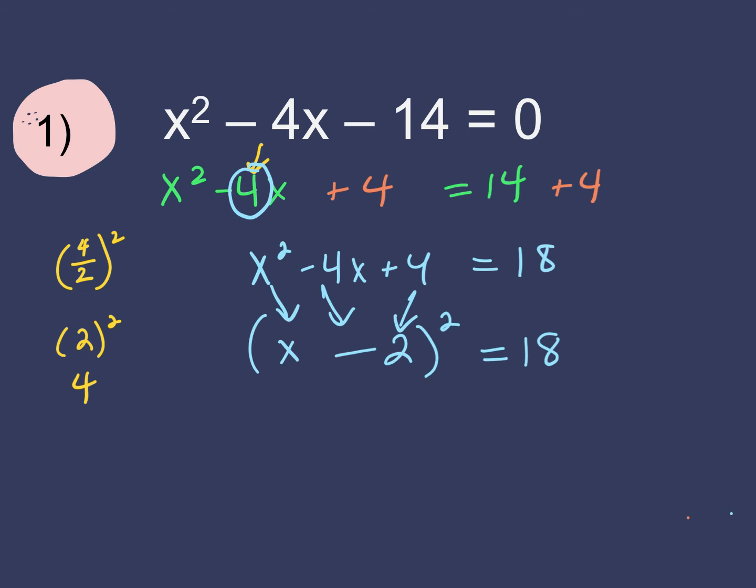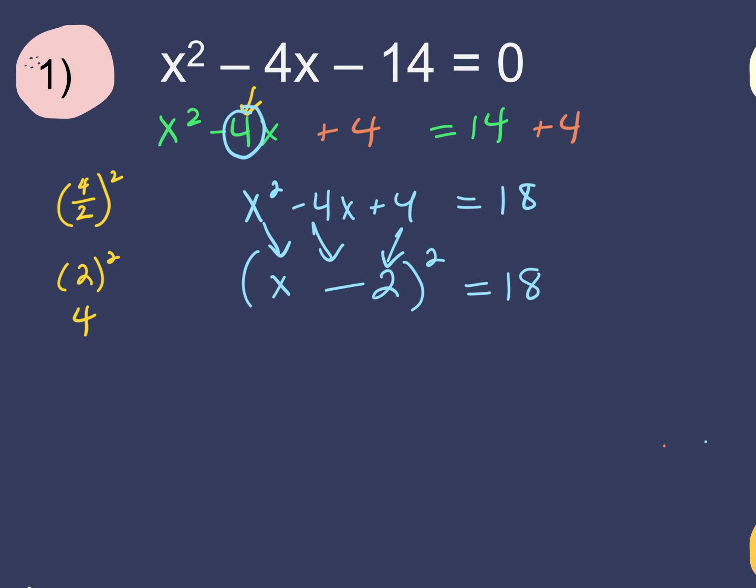So how do I solve it from here? Square root both sides, putting that plus and minus in front of the 18. I'd get x minus 2 equals plus and minus square root 18.